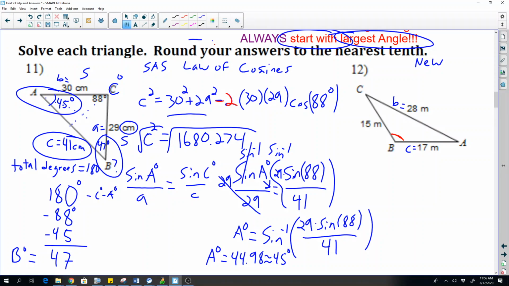And so across from big C is little c, across from big A is little a. And so now we're going to go ahead and use the law of cosines to find angle B. And then we can use law of sines twice, or 180 minus to find the other angle.